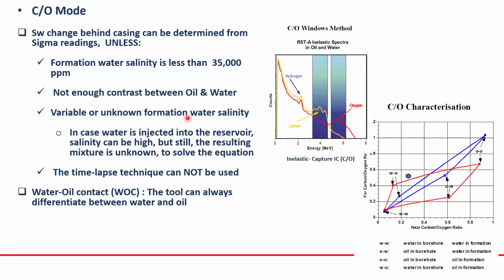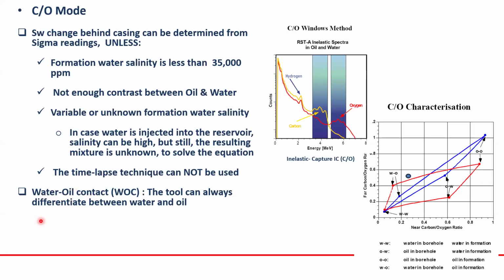But if the formation water sigma is, say, 100, and you inject water with a different sigma under pressure, and they are mixed up, you don't know exactly what the sigma in the formation is now. So you have to run a tool independent of formation salinity, which is the carbon oxygen. If water is injected into the reservoir, salinity can be higher, but still the resulting mixture is unknown to solve the equation. The time-lapse techniques cannot be used. For any reason, time-lapse gives you ambiguous results.